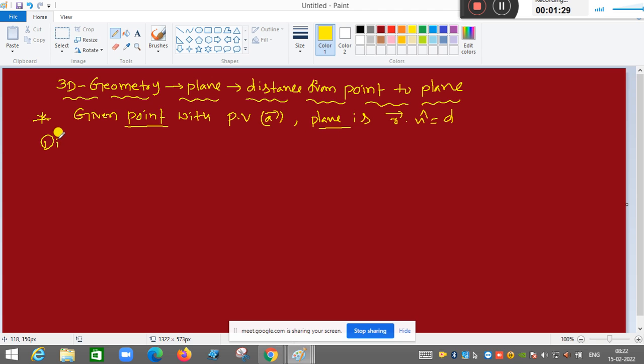Now, this point is P. The distance from P to the plane, we call the plane phi 1. This we have to find.